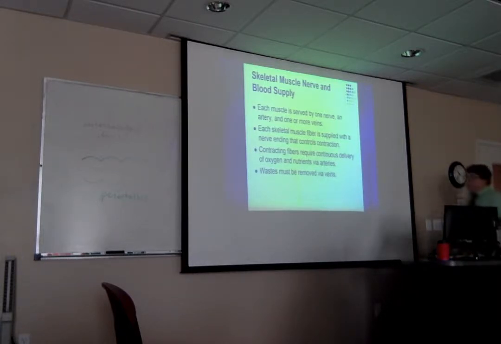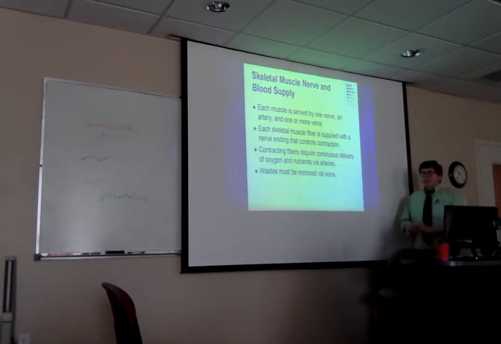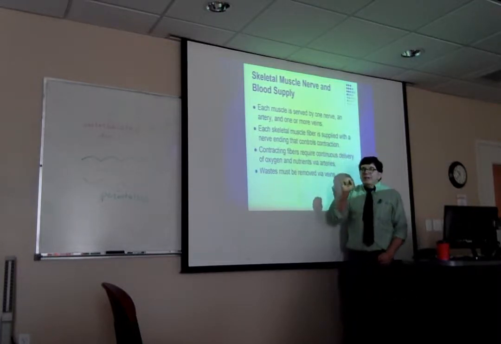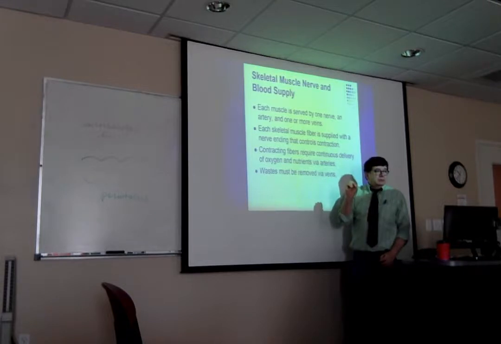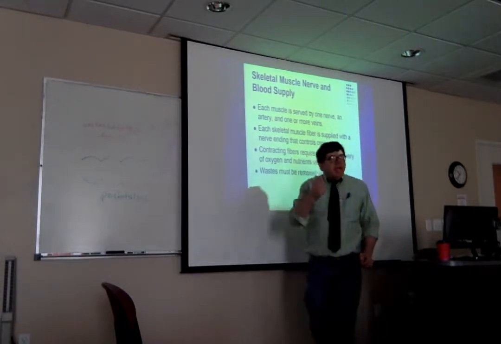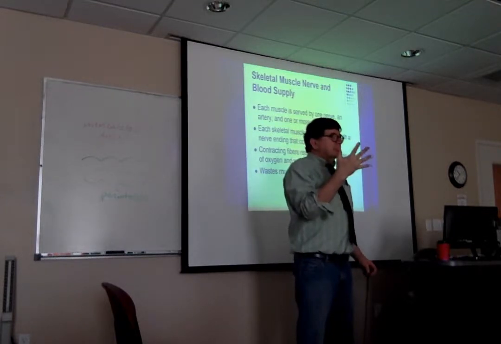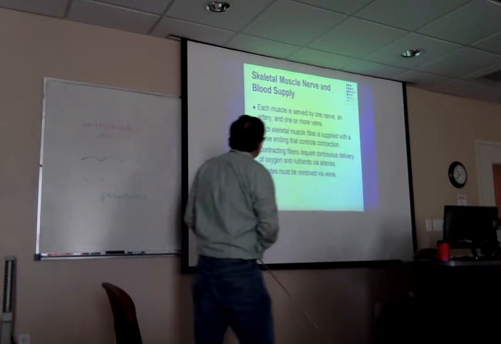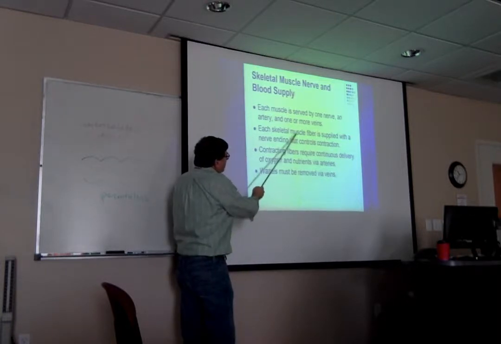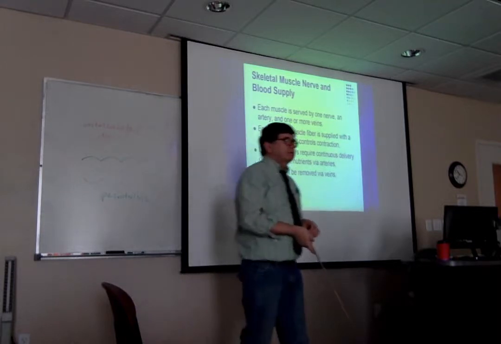Now, that nerve that's serving the muscle is going to branch. The nerve is going to carry multiple axons. Let's go back. The nerve that serves that muscle is carrying lots of axons that are going to provide innervation. And in fact, each axon is going to branch. Okay? So each fiber, each cell is supplied by a nerve ending that controls contraction.